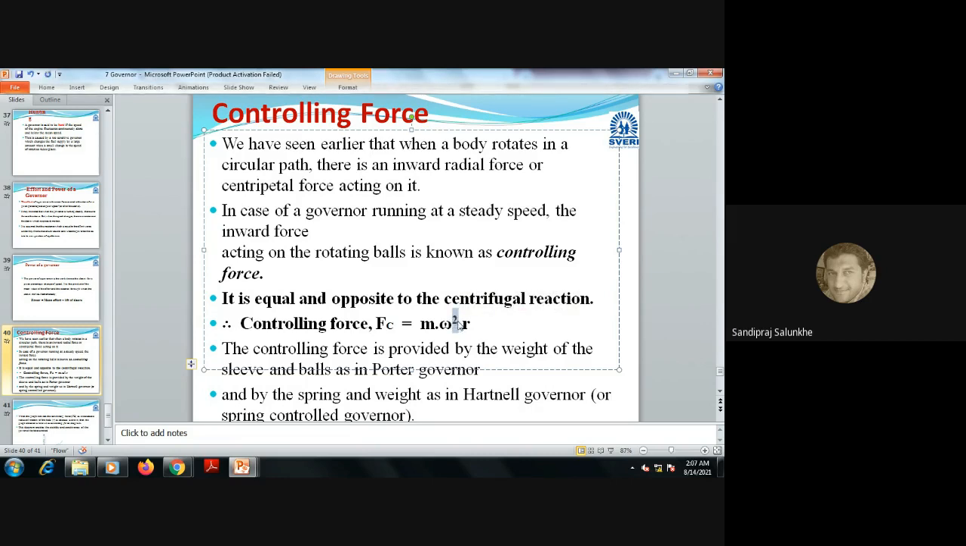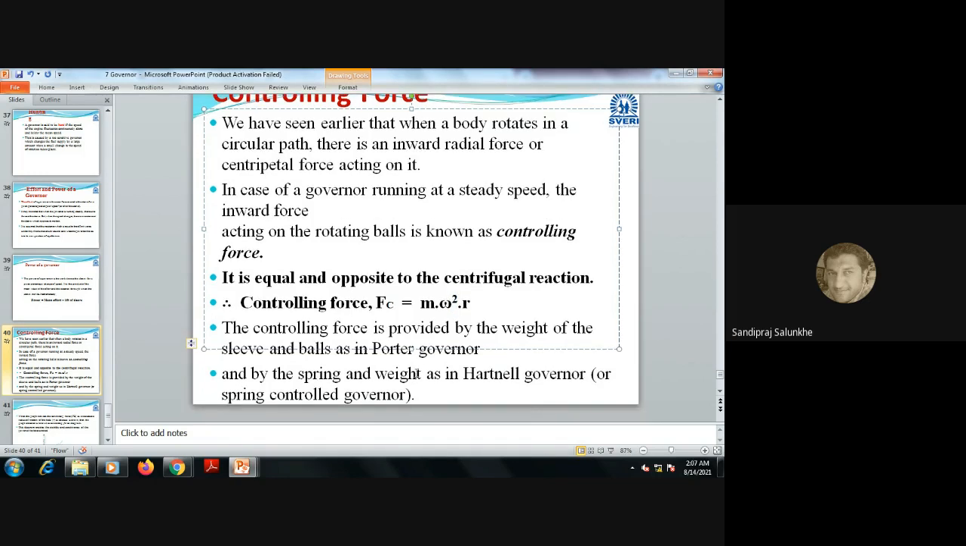That centrifugal force is m r omega squared, that centrifugal force is nothing but the controlling force of this governor. In case of the Hartnell governor, the controlling force acts against the spring. In case of the Porter governor, it acts against the weight applied at the center. Whereas in case of the Watt governor, it is simply governed by the sleeve weight. That's all.